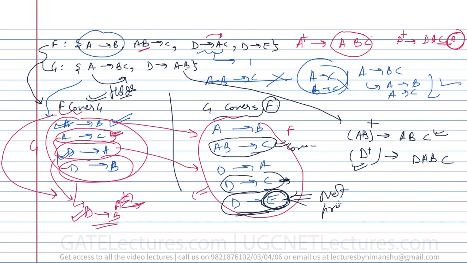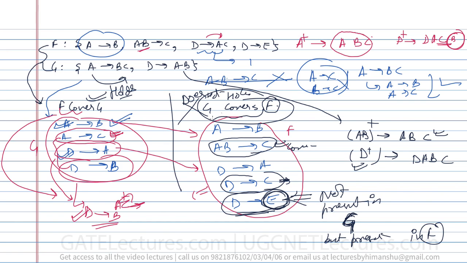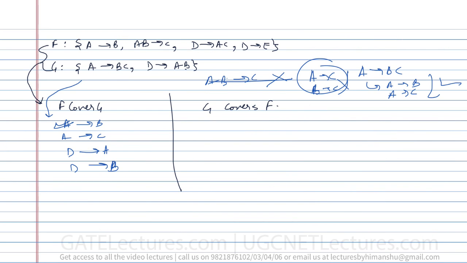This is not present in G, but present in F. Hence we can say that G does not cover F, so this does not hold. So graphically you can say if this is representing F and this is representing G, then this does hold, and if this is representing G and this is representing F, this does not hold. Therefore F and G are not equivalent for this particular case.